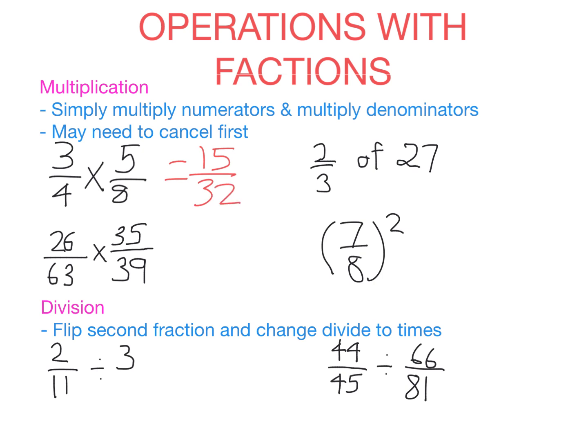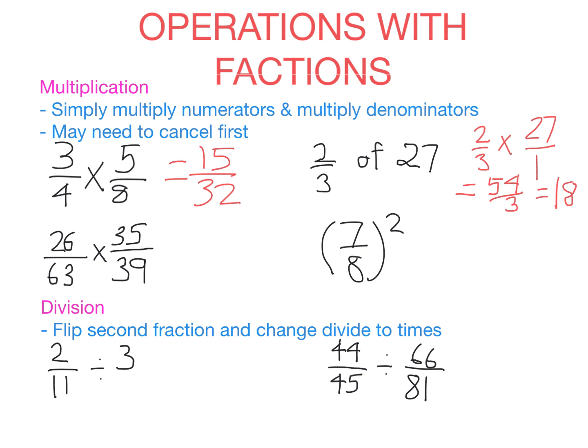Now be aware that in maths, of means multiply. So 2/3 of 27 means 2/3 times 27. Now when you're multiplying or dividing by a whole number, write that whole number over 1. Because remember, this line just means divide. So 27 is the same as 27 divided by 1. So this will be 2 times 27, which is 54, over 3 times 1, which is 3. So 54 divided by 3 is actually just 18. Always simplify if you can.